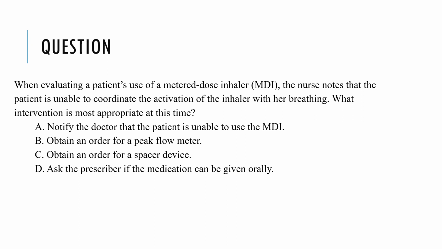Last question. When evaluating a patient's use of a metered dose inhaler, the nurse notes that the patient is unable to coordinate the activation of the inhaler with her breathing. What intervention is most appropriate at this time? A, notify the doctor that the patient is unable to use the MDI. B, obtain an order for a peak flow meter. C, obtain an order for a spacer device. Or D, ask the prescriber if the medication can be given orally. The answer is C, obtain an order for a spacer device.